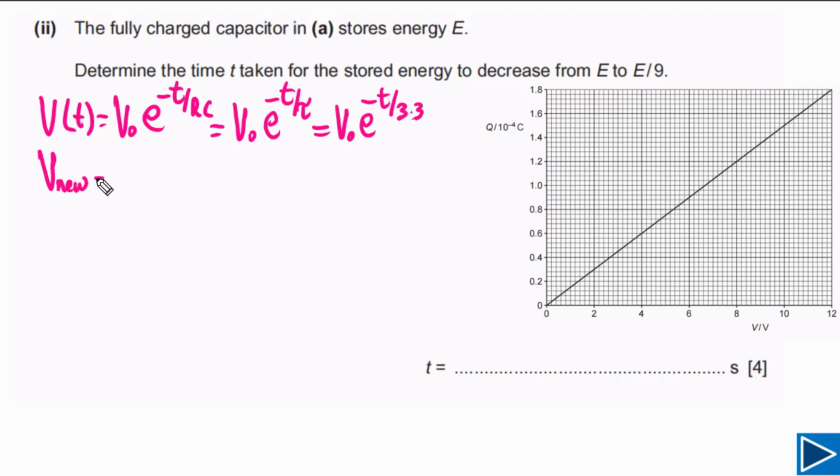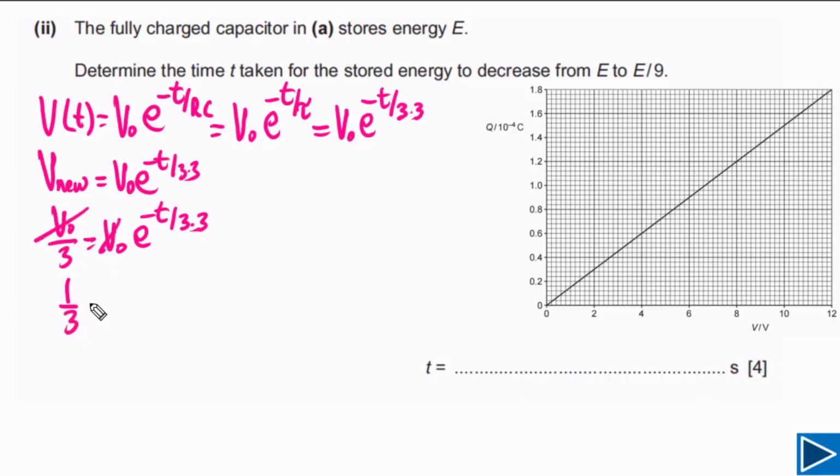Now with the value of V new, we can rewrite this formula. So V new is equal to V naught e to the power of negative T over tau. V new we have calculated, this is V naught by 3, and this is equal to V naught e to the power of negative T over 3.3. So V naught we can cancel. We are simply left with 1 over 3, which is equal to e to the power of negative T over 3.3.